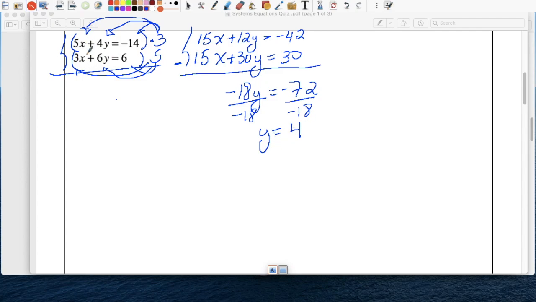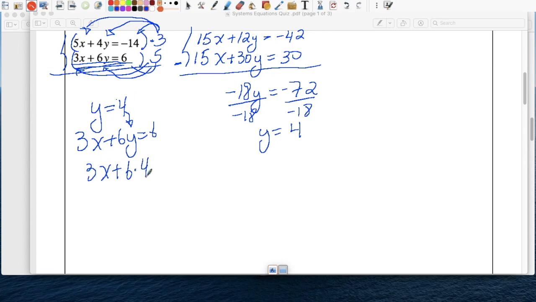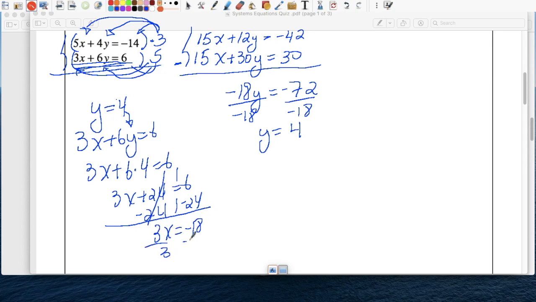So I'm going to pick what I think is the easy one. I'm going to pick this guy here. So y equals 4. So my equation is 3x plus 6y equals 6. Now I replace the y with 4. So I get 3x plus 6 times 4 equals 6. 3x plus 24 equals 6. So it's just a two-step equation, minus 24, minus 24. That goes away. We get 3x equals negative 18. Divide both sides by 3. x equals negative 6. So now we have the point of intersection, negative 6, comma 4.